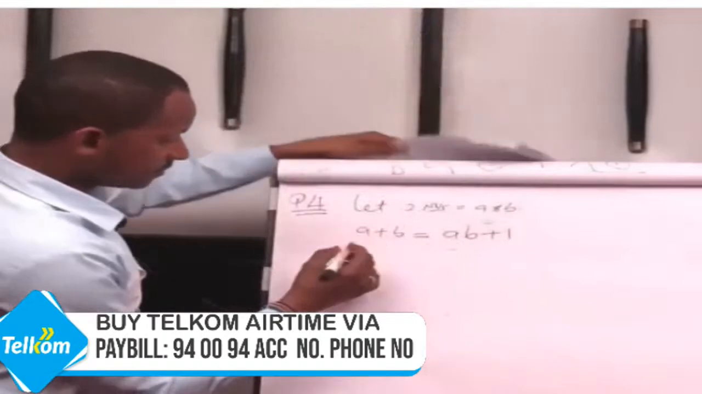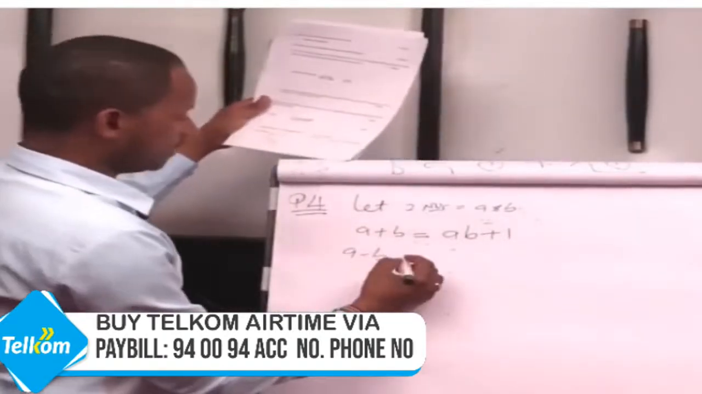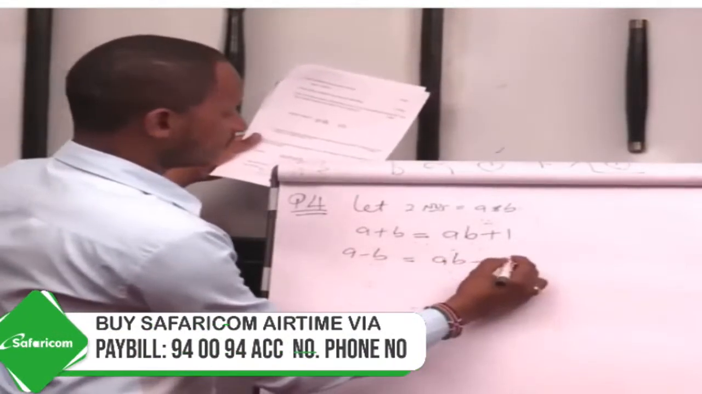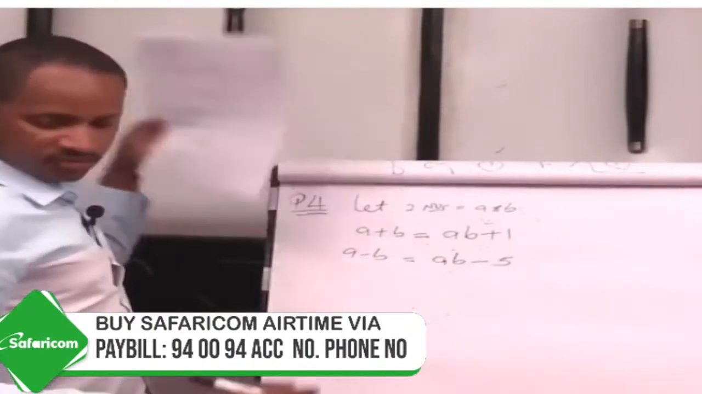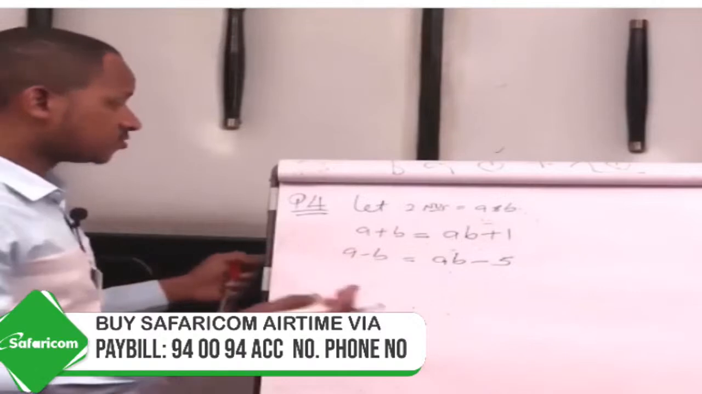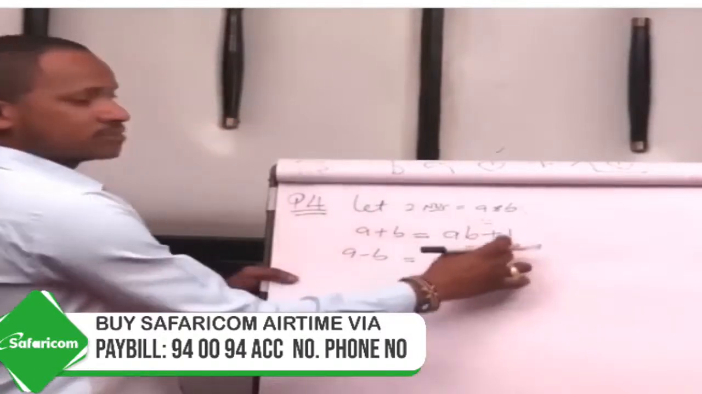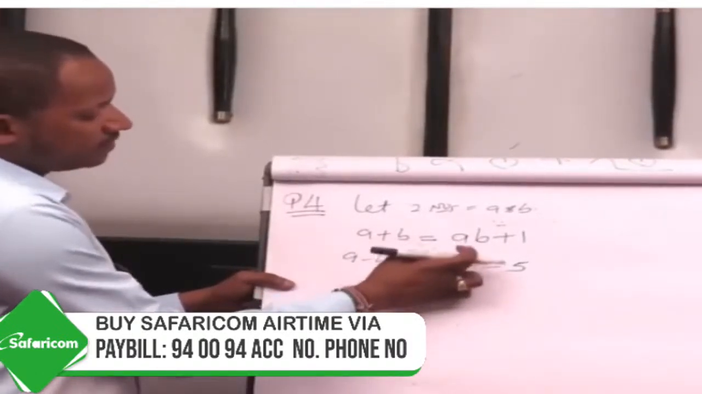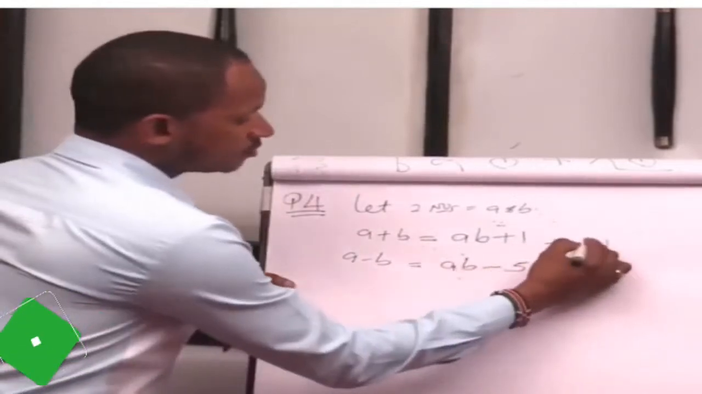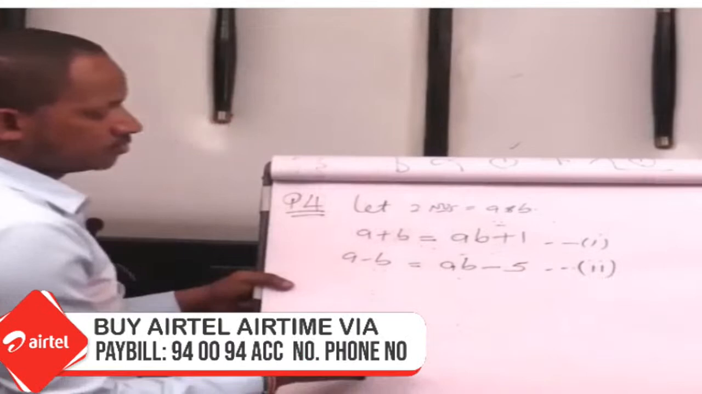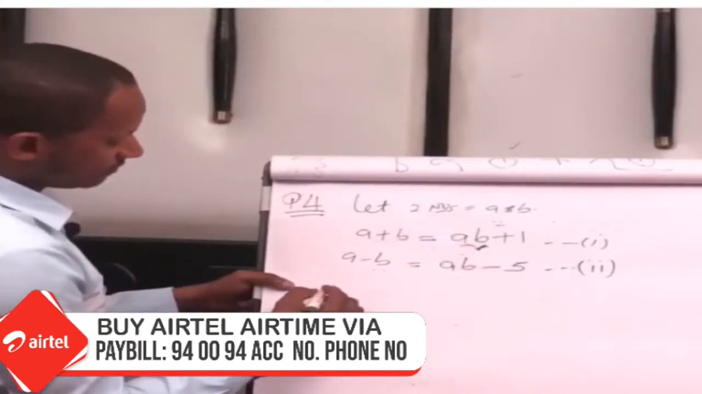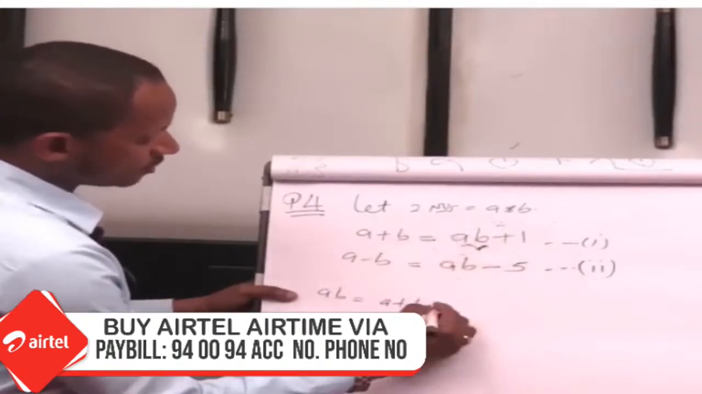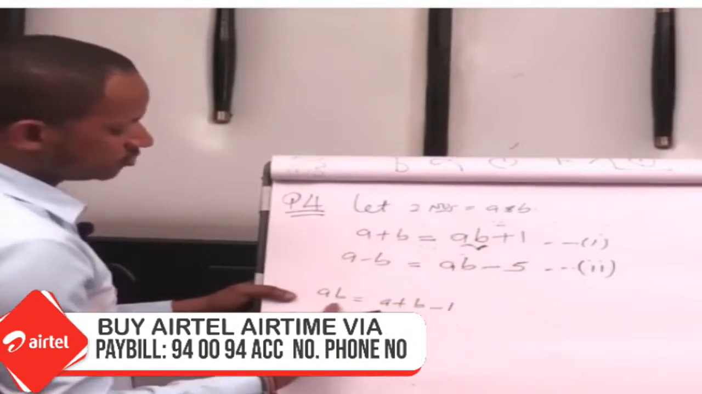Their difference, A minus B, is equal to their product, AB, less 5. Find the two numbers. So very fast, let's not waste time on this. These ones are simultaneous equations. So by substitution, we can substitute the value of AB. This is equation 1, equation 2. So let's make AB the subject of the formula. So AB will be equal to A plus B minus 1. So where there is AB in the second equation, you replace it with this.